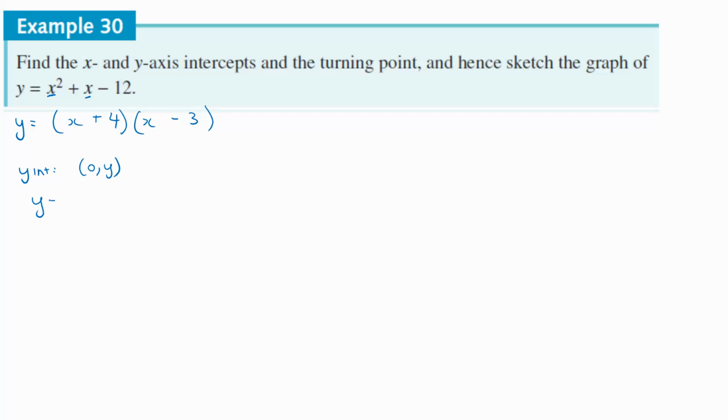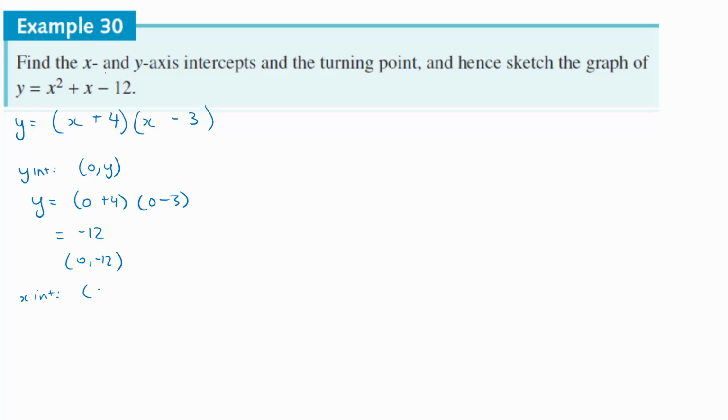So y is equal to, let x equal 0, 0 plus 4 times 0 minus 3. And here we go. We've got 4 times negative 3 is negative 12. Which makes sense because if you let this equal 0 and you let this equal 0, then of course that's your y-intercept. 0 plus 0 minus 12. So now you know it's 0, negative 12 as your y-intercept. The next thing you need is your x-intercept.